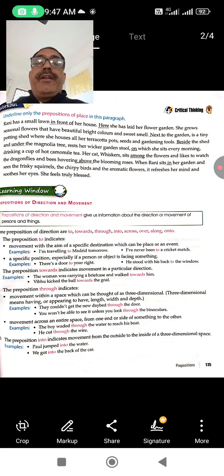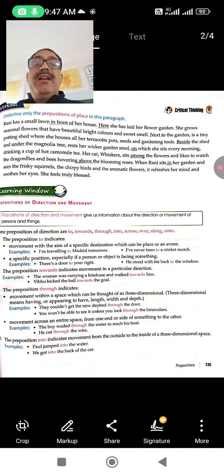Rani rests on her wicker garden stool, on which you will underline the preposition. She sits there every morning drinking a cup of hot chamomile tea. Her cat Whisker sits among the flowers.